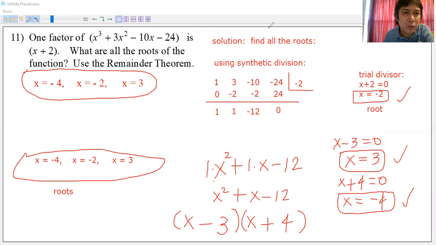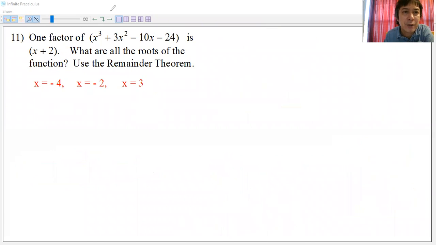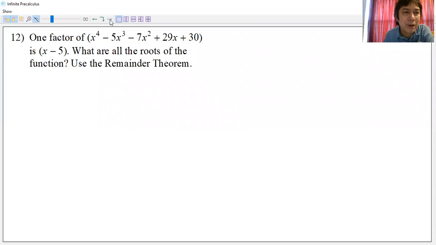All right, this will now be number 12. Let's continue with the last number. Okay, here's the last number. This is for number 12. Okay, one factor of this long polynomial is x minus 5. What are all the roots of the function?